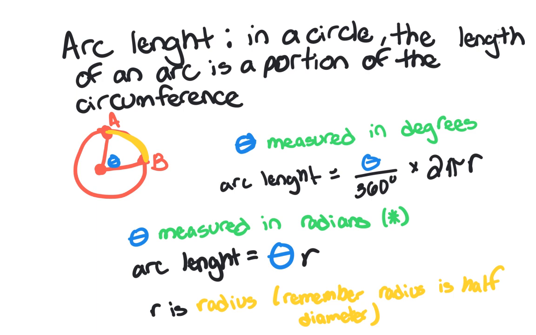Now, there's another formula for arc length, and it's if our angle is in what we call radians. But we're not really going to go into that while we're virtually learning. But I'm going to give you the formula anyway. So you take that arc length, and it's just that angle measurement times your radius. And that's how you get it if you want it in radians.